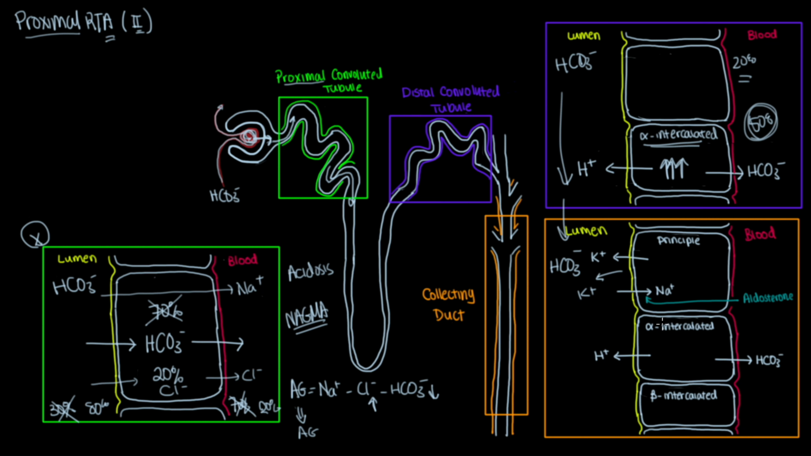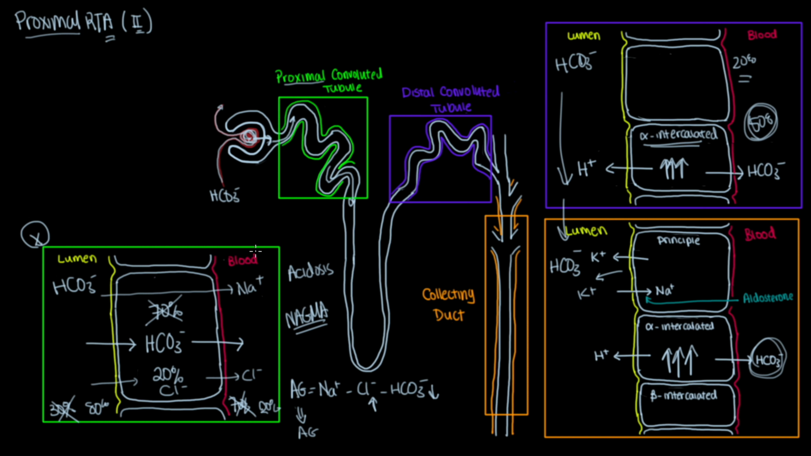In our collecting duct, we also have some alpha intercalated cells doing the same exact thing as in our distal convoluted tubule. They'll ramp up their function to try to restore some of the bicarb to account for the massive amount that's being lost in our urine.